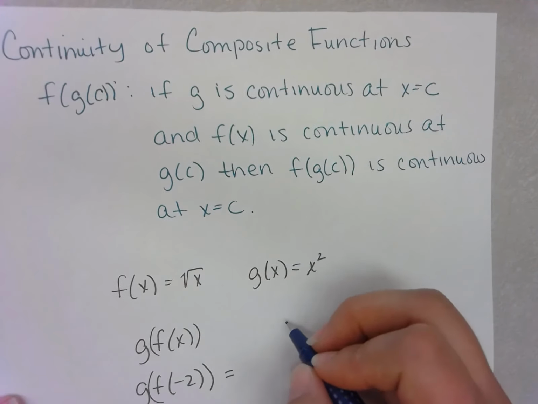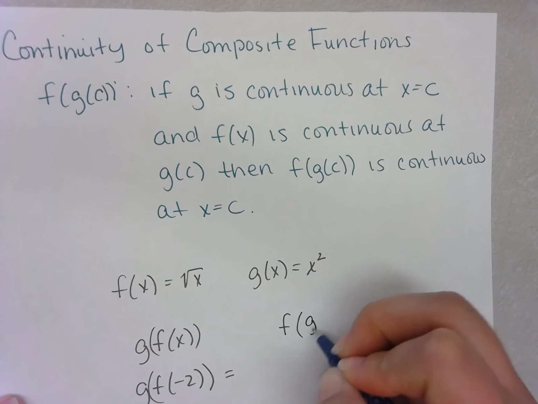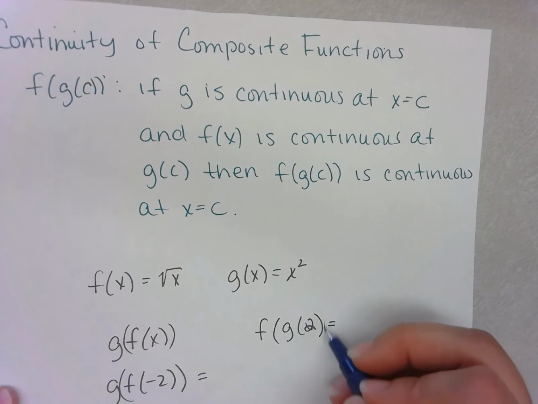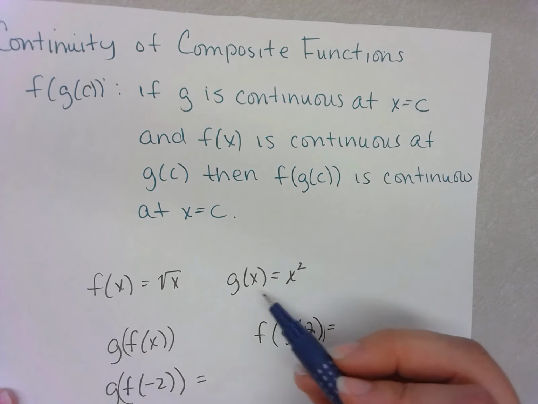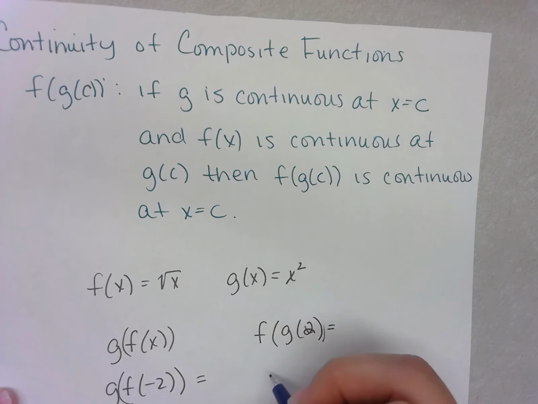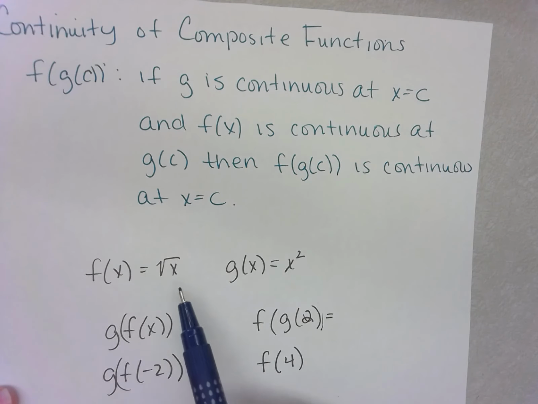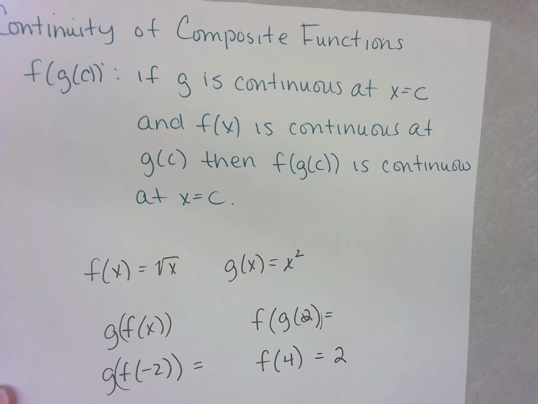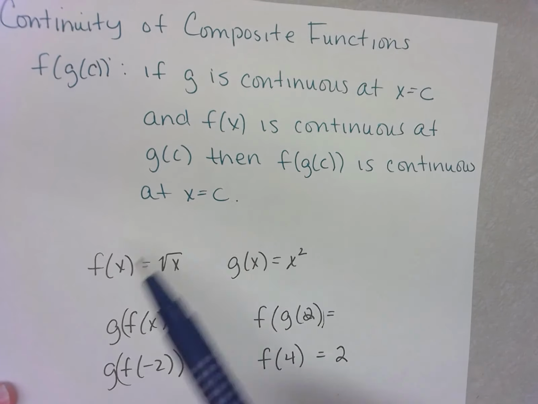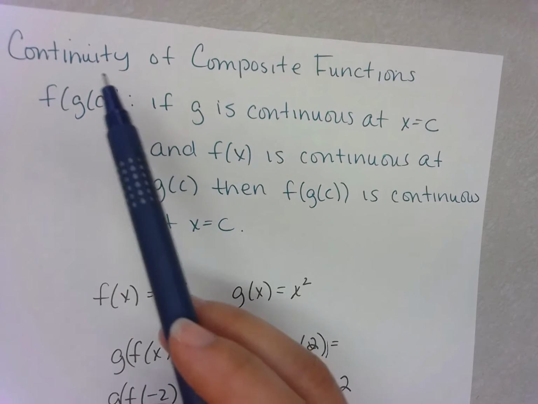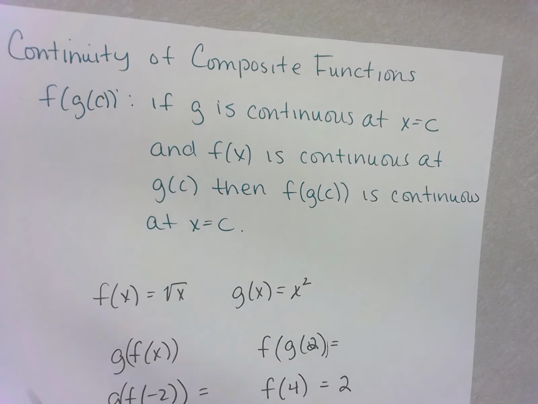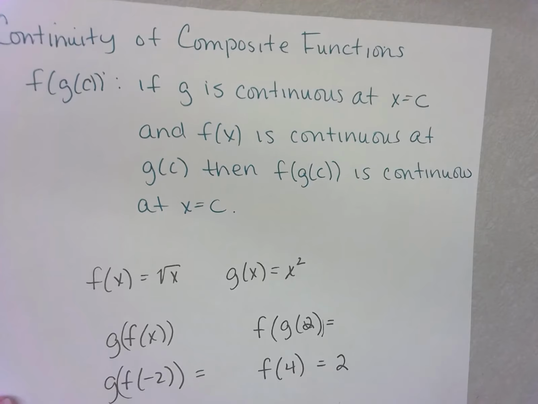However, if I went in the opposite direction and did f of g of 2, then g of 2 is continuous there, and g of 2 is 4. So as long as f is defined when x is 4, then this is continuous there. And it is. I would get out 2 here. So as long as, when I put the inner thing in, it is continuous there, and my outer function is defined at that point, then my composition of functions will hold its continuity.